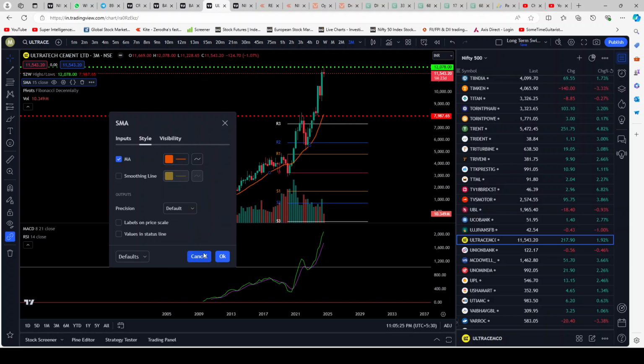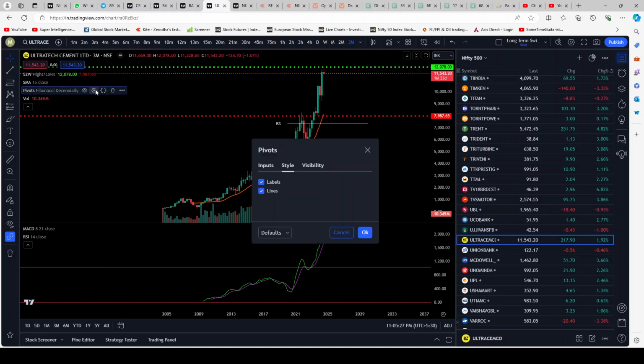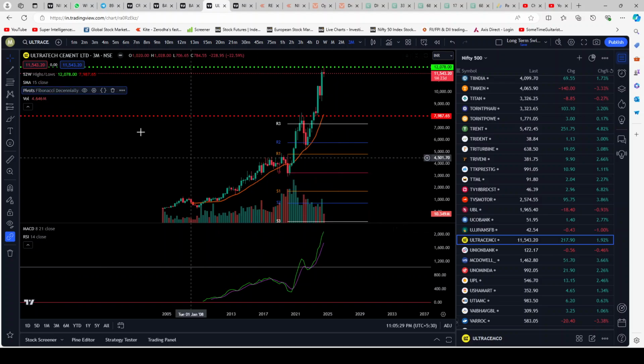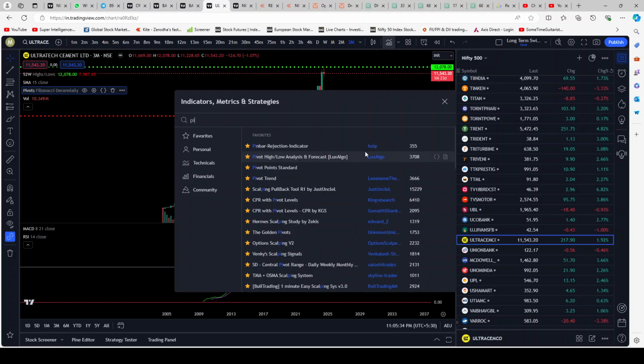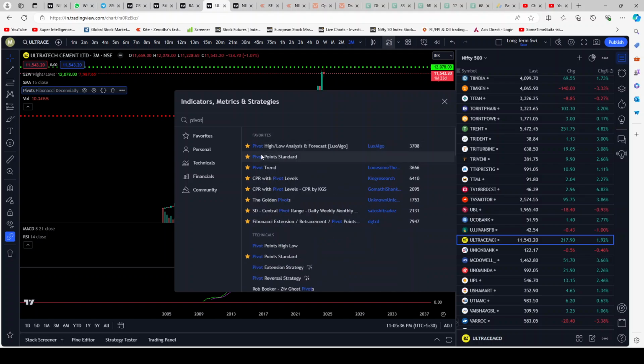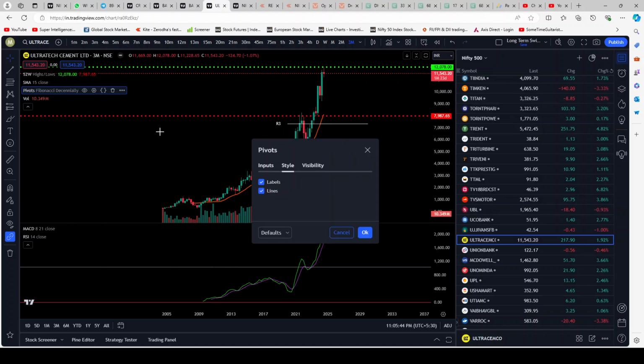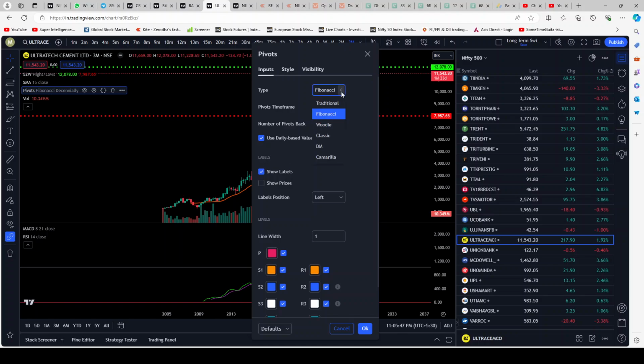All right. Then I'm using Fibonacci pivots, which is actually the indicator called pivot point standard. I'll just show it to you. So this one, pivot point standard. It's a standard indicator. That's why there is no author name. Once you click on that, you will get something like this. From there, you just have to change from traditional to Fibonacci. From time frame, you have to choose the last one, which basically is a 10-year view of things.